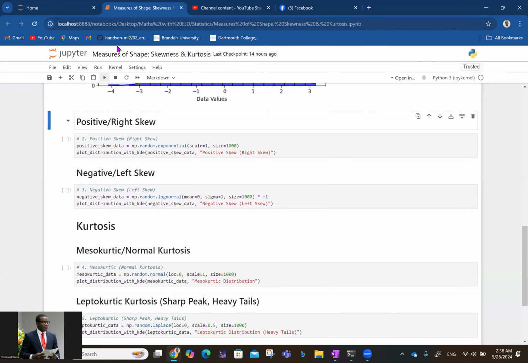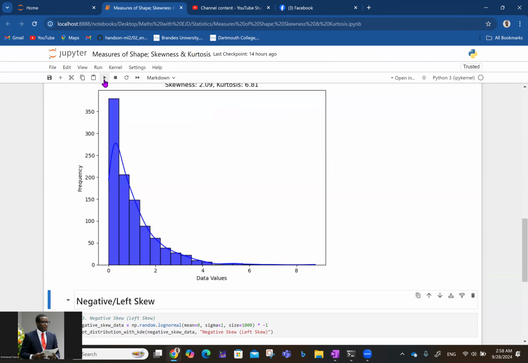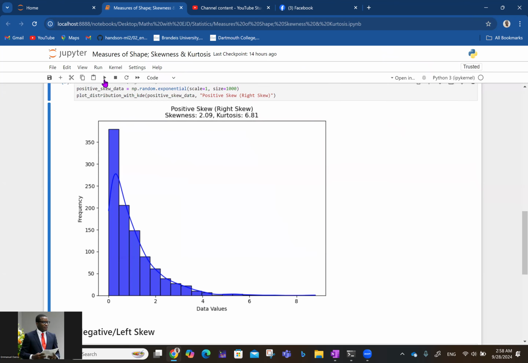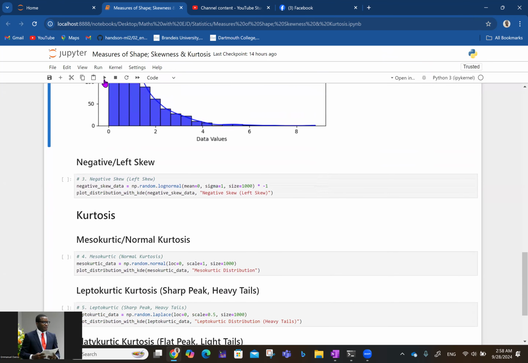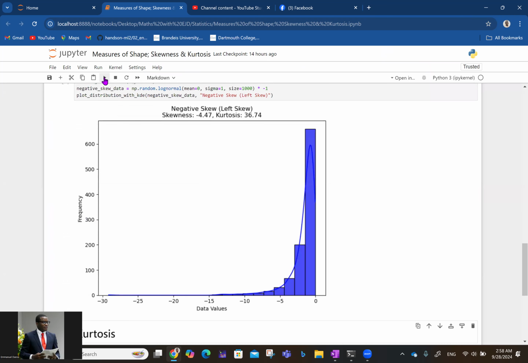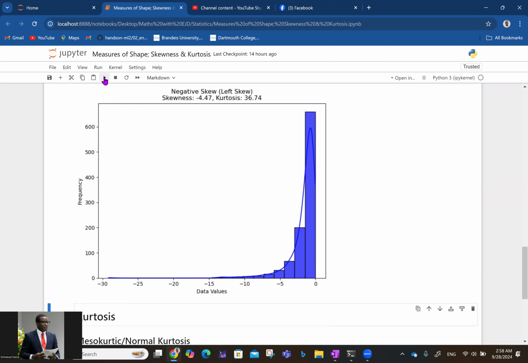Then we can also have a positive or right skew, like we said before. You can see most of the data is on the left-hand side, and it spreads to the right because you probably have a few high values that drag it out, which makes the mean bigger than the median. So this is positive skew. And then we can go for negative skew. Here most of the data is on the higher side, but then you have some small values that make the tail very long towards the left. So that's a negative skew, or what you can call a left skew.